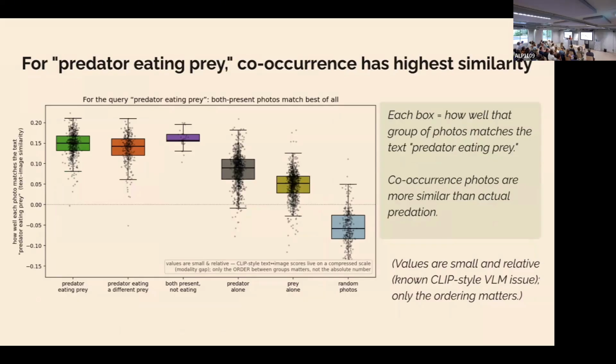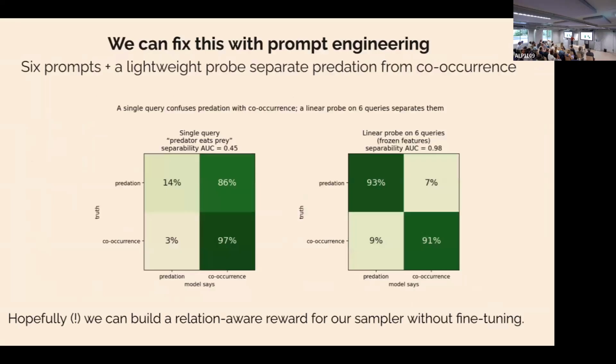So if you're actually just looking at the CLIP-style VLM similarity, I think this one is just SigLIP or something, you end up with much tighter similarity for both present, but not necessarily, or specifically not, predation. You can fix this with prompt engineering, basically. You can just be clever about some relational set of prompts.